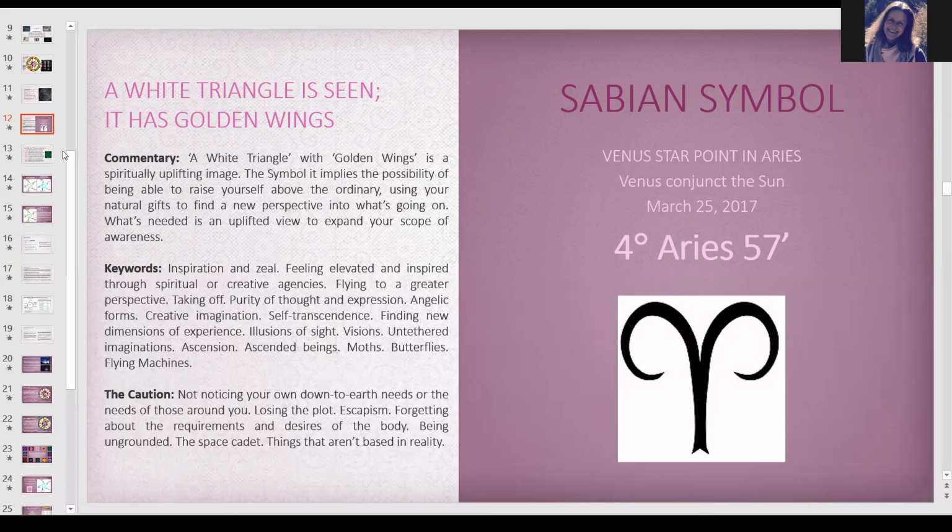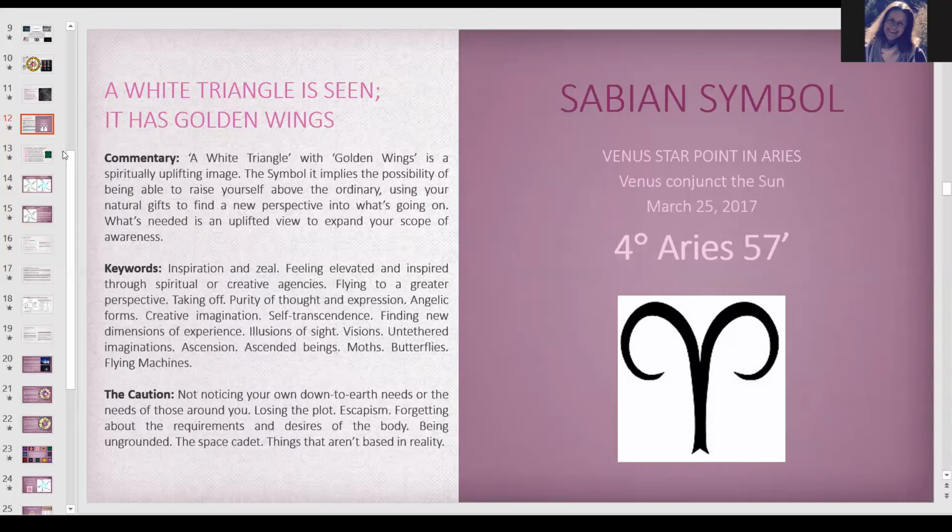Keywords: inspiration and zeal, feeling elevated and inspired through spiritual or creative agencies, flying to a greater perspective, taking off, purity of thought and expression, angelic forms, creative imagination, self-transcendence, finding new dimensions of experience, illusions of sight, visions, untethered imaginations, ascension, ascended beings, moths, butterflies, and flying machines.